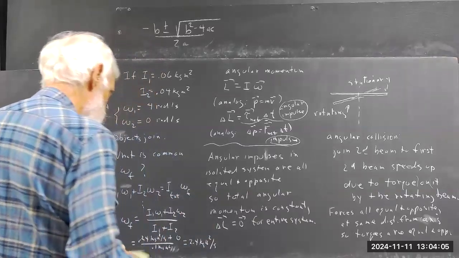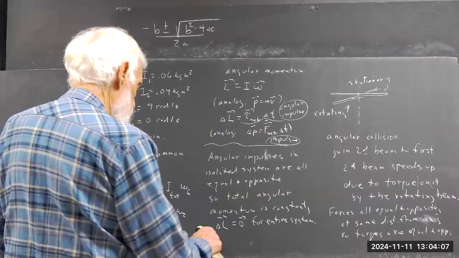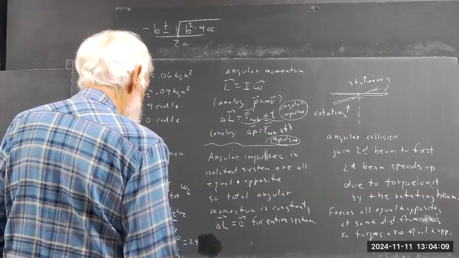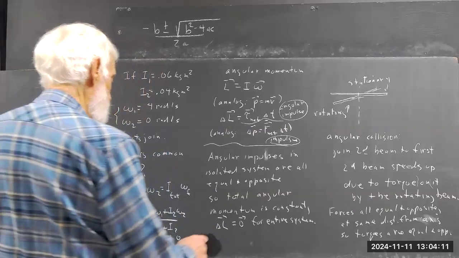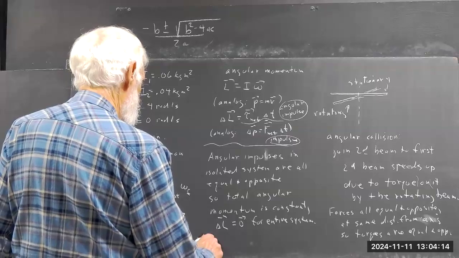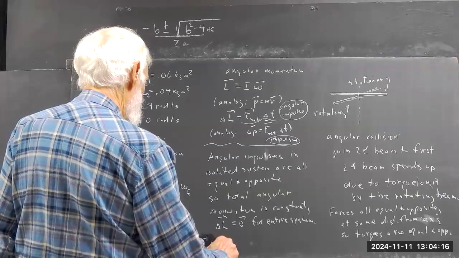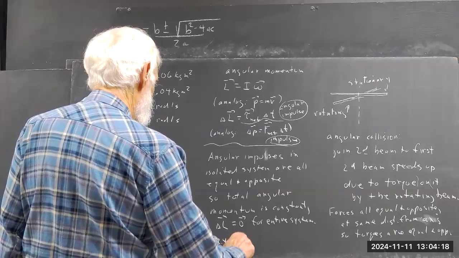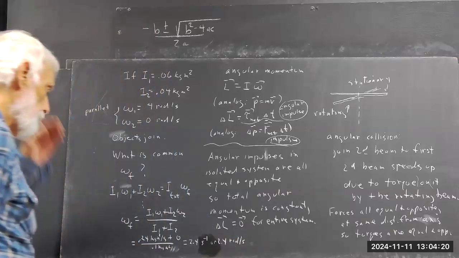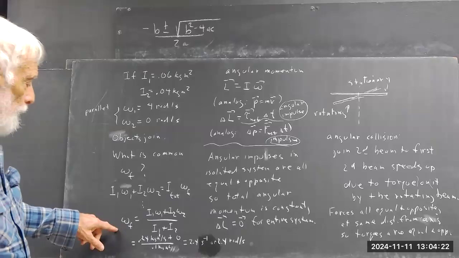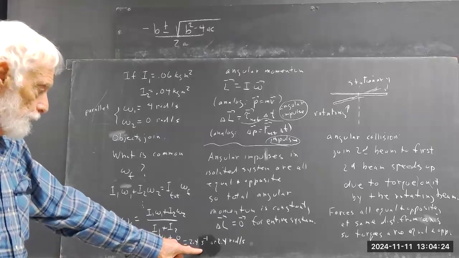It's not kilogram meter squared. I'm about to write out all the units. I have to divide that by kilogram meter squared, right? And I get omega F is 2.4 reciprocal seconds.